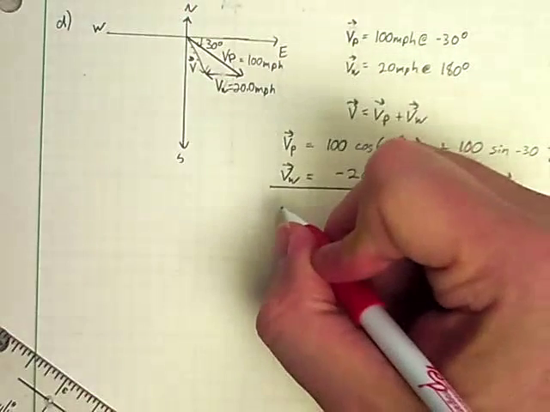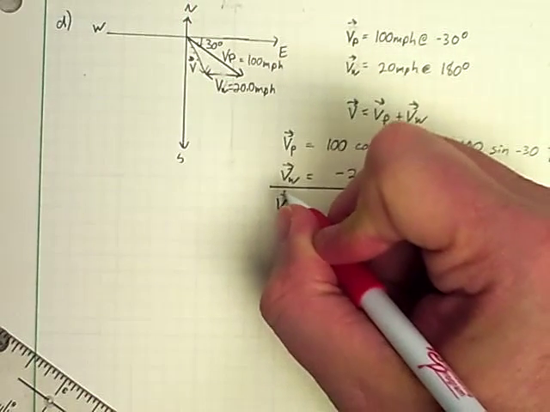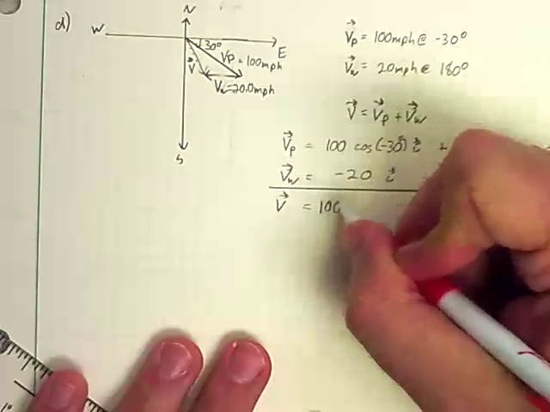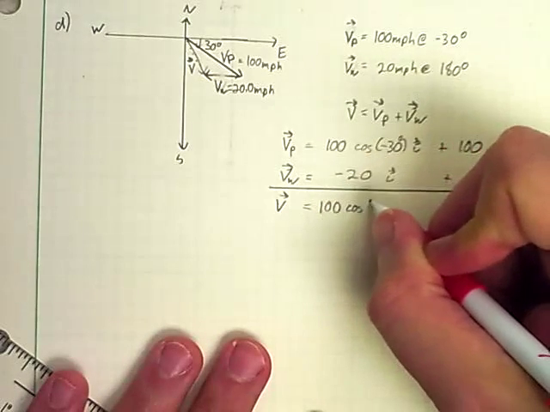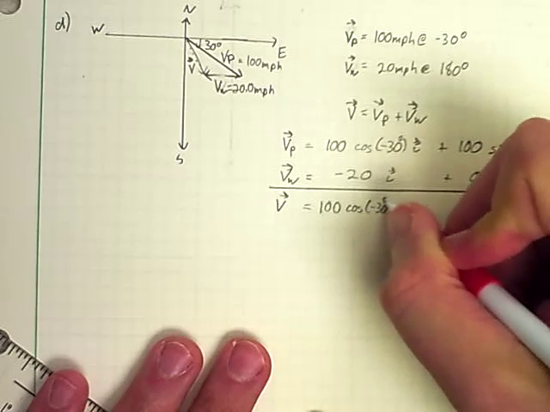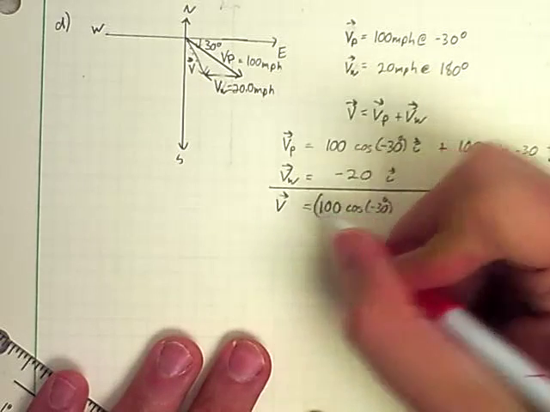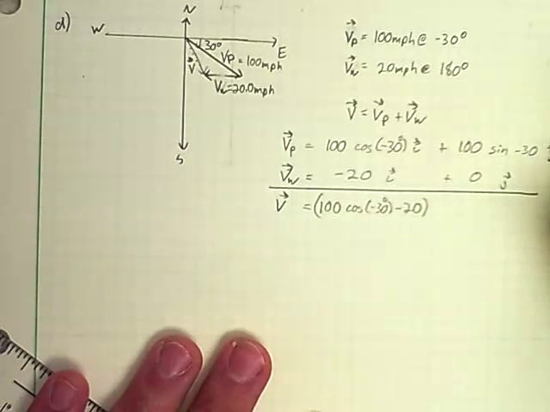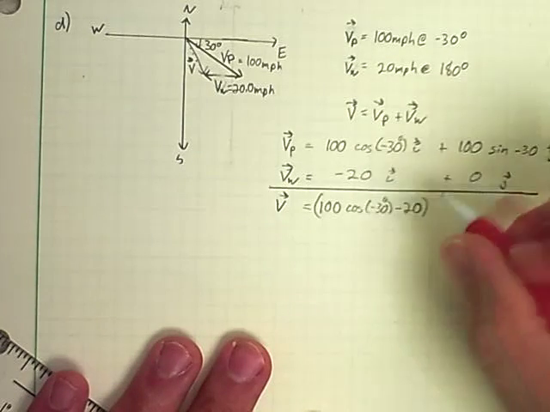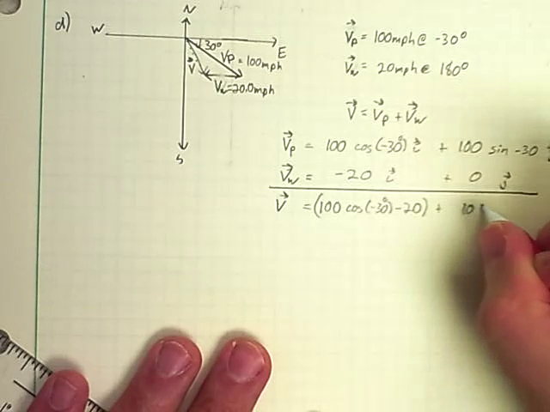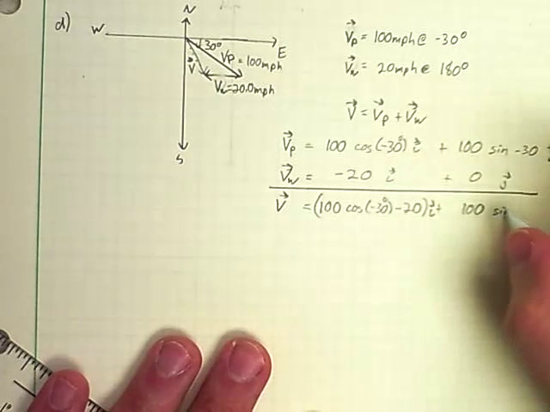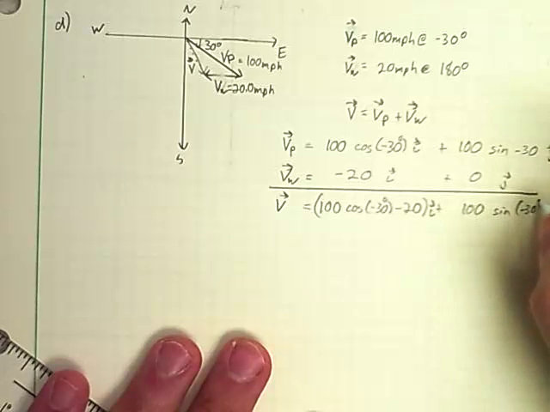So our velocity, which is the sum of these two, is going to be 100 times the cosine of negative 30 minus 20. These are all miles per hour. That's in the I direction. Plus 100 times the sine of negative 30 in the J direction.